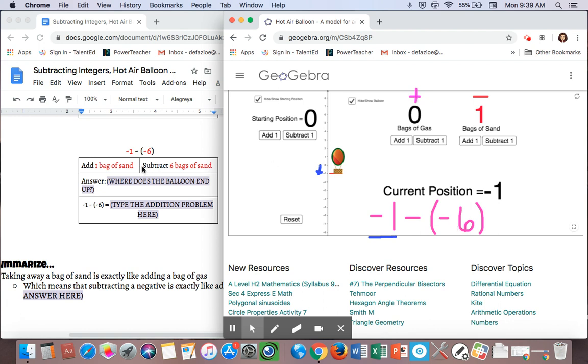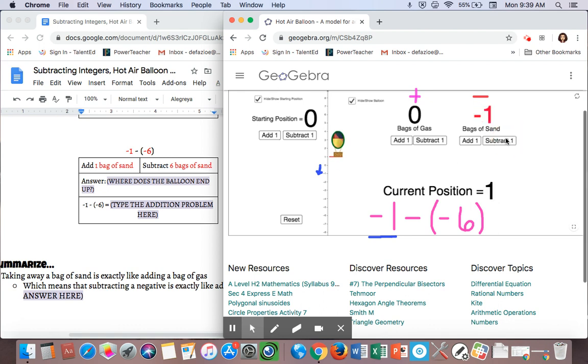I'm subtracting 6 bags of sand, which I have here, subtract. So I'm saying, all right, I'm subtracting a negative 6 and I'm taking away 6 bags of sand. If I'm taking away sand, it's taking away weight from my hot air balloon, and I should be rising. I should be going up, getting larger. But let's see. Subtracting negative 6.